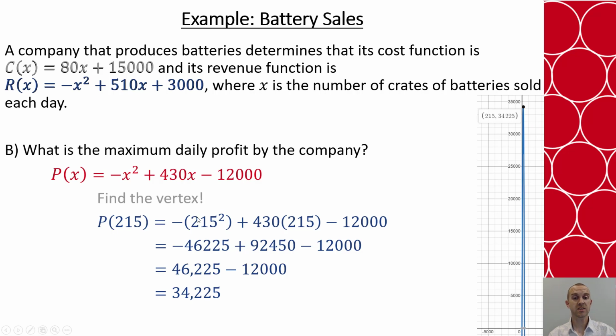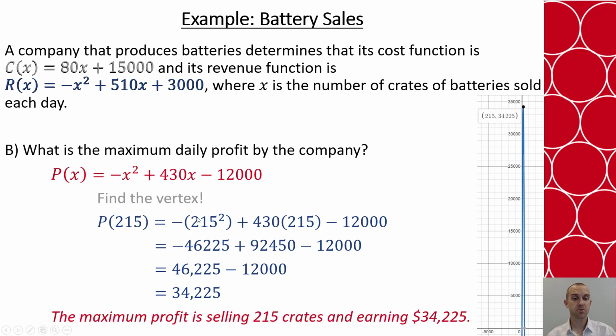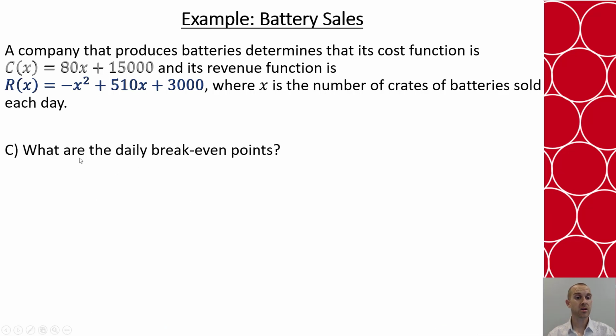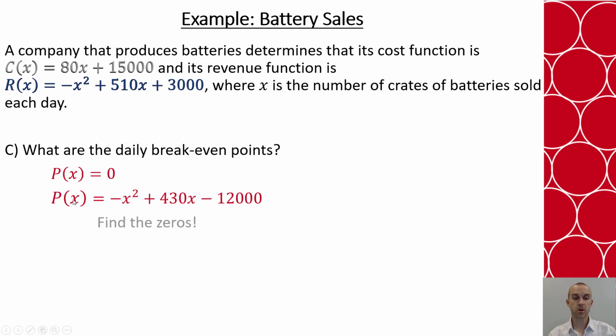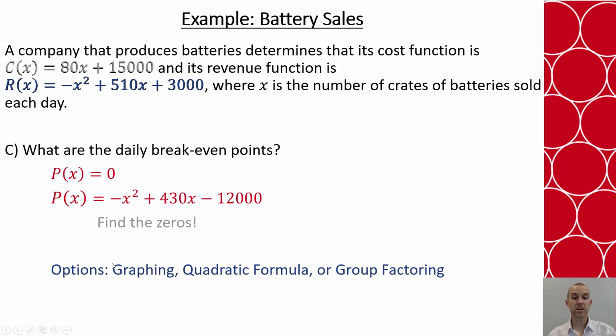So what that tells us is that the maximum daily profit is selling 215 crates and earning $34,225. Now another thing we could ask is what are the daily break-even points? So this is where the function for the profit equals 0. So we look at our function and we're looking for the zeros. So we can do that by graphing, the quadratic formula, or factoring.